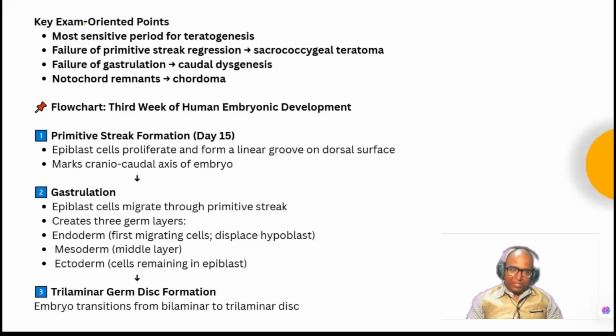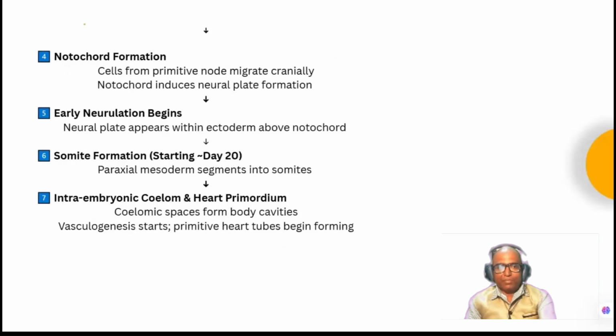The endoderm, first migrating cells, displace the hypoblast, then the mesoderm, that is the middle layer, and finally the ectoderm, which has the cells lining the epiblast. By this time, the trilaminar germ disc is getting formed, so the embryo transitions from the bilaminar to the trilaminar germ disc. Then there is notochord formation.